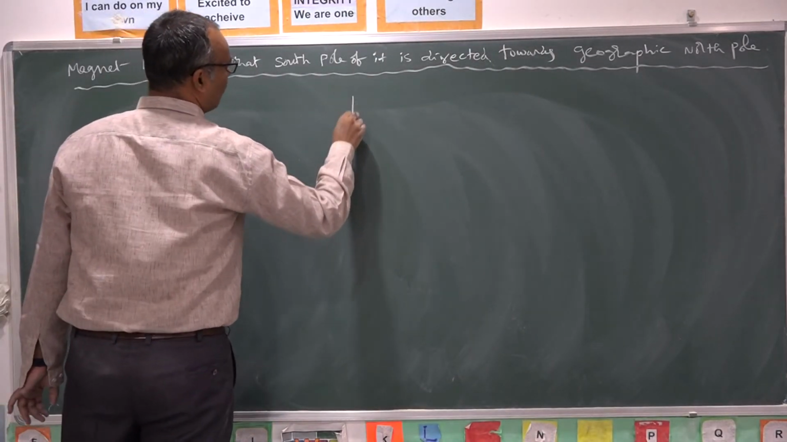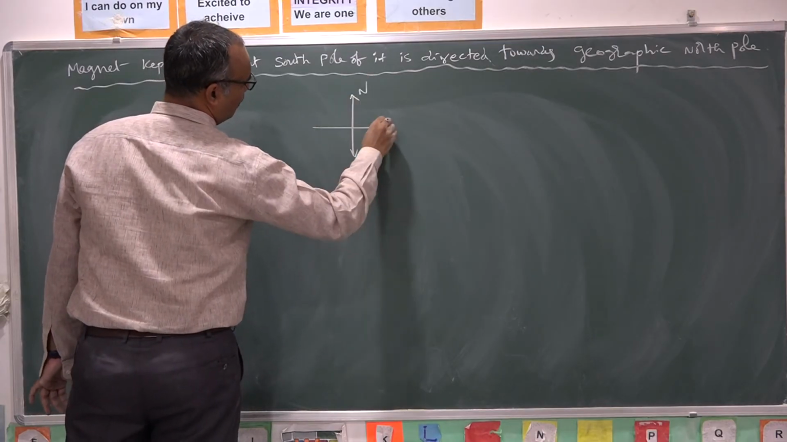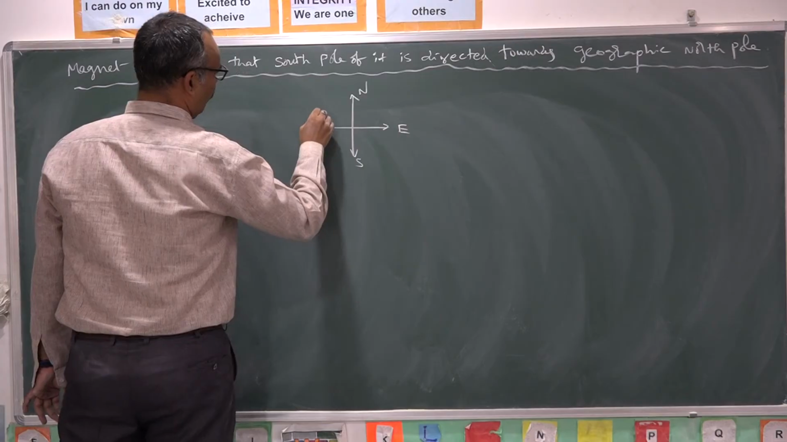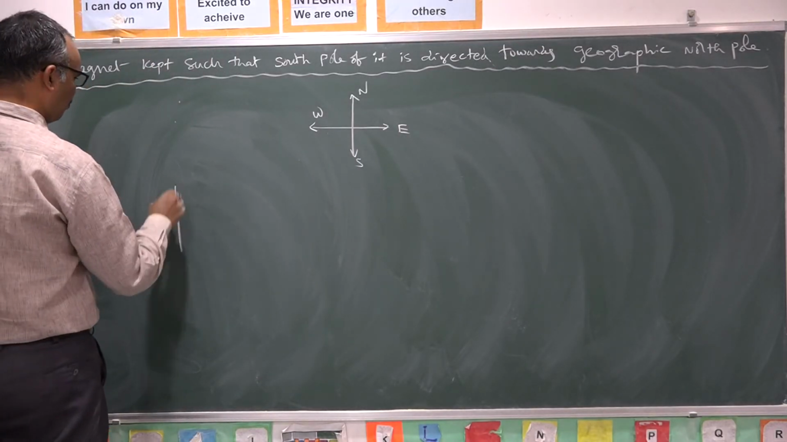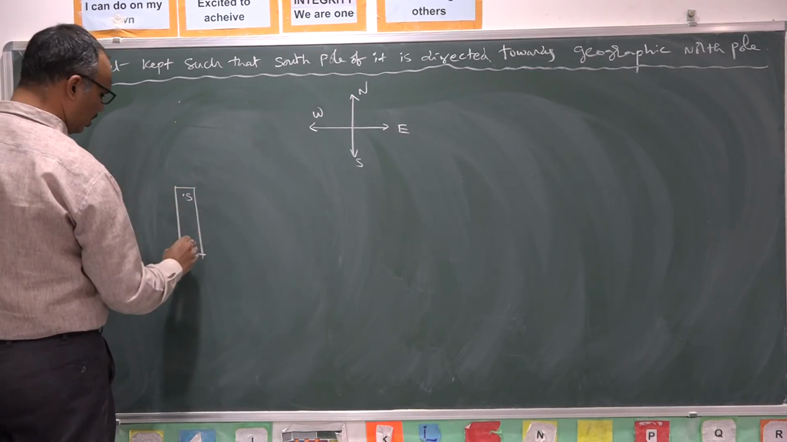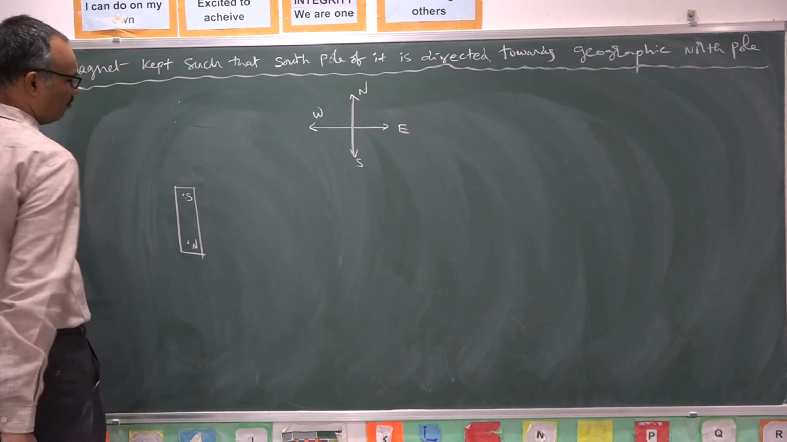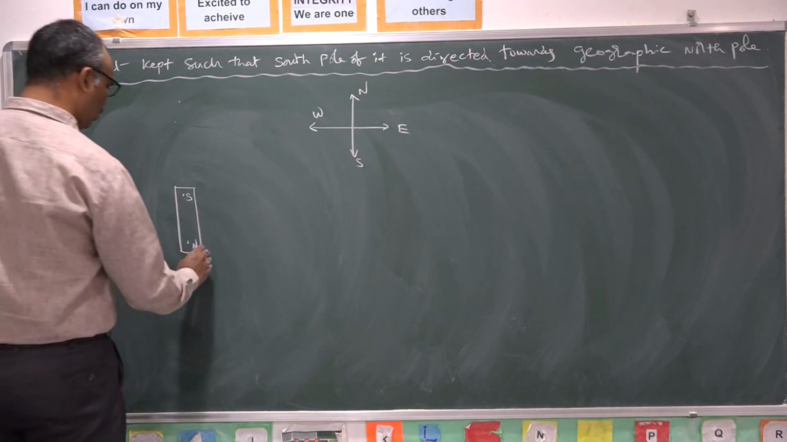Again, north, south, east, west. This is the short bar magnet I have taken. Here south pole is directed towards north, here north pole is available. So lines of force should move from north to south. So they will be going like this.